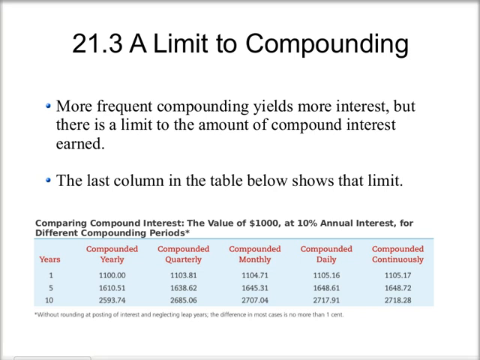Section 21.3 is a short section. So we see that more frequent compounding yields more interest, but there's a limit to the amount of compound interest earned. And the last column in this table that we also saw in the last section shows that limit. So in this section we'll look at compounding continuously.